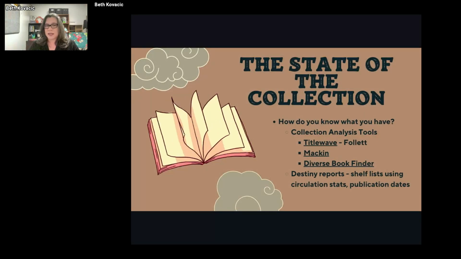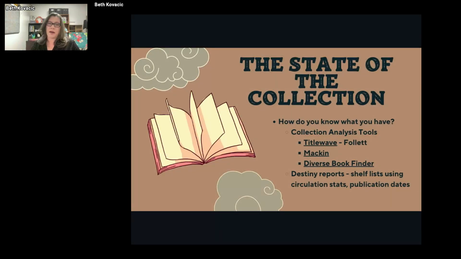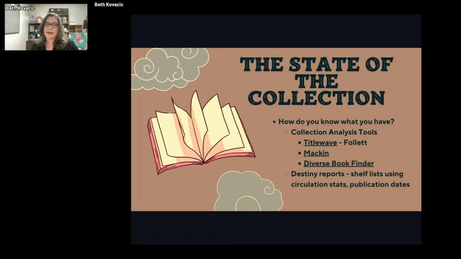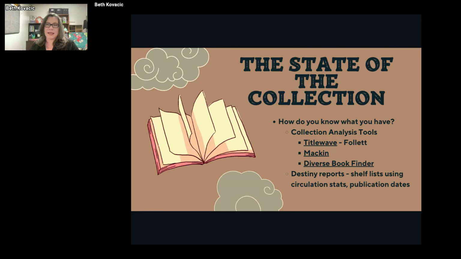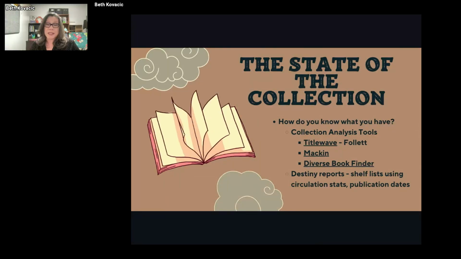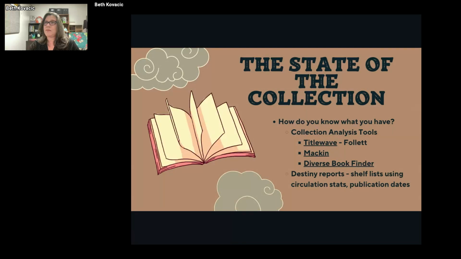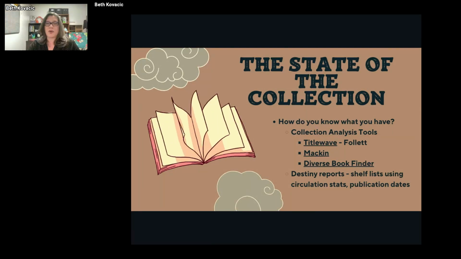I also use Destiny reports. There's a ton of information that you can get from running shelf lists or title lists, looking at your circulation stats, your publication dates to see if things are up to date, if they're circulating, if kids want to read the things that you have. And so you can use all those tools to get more formal data.